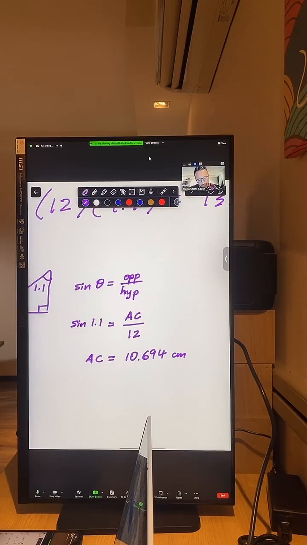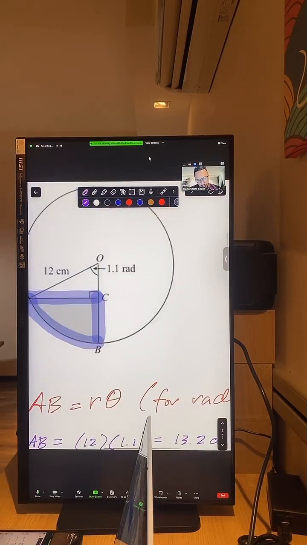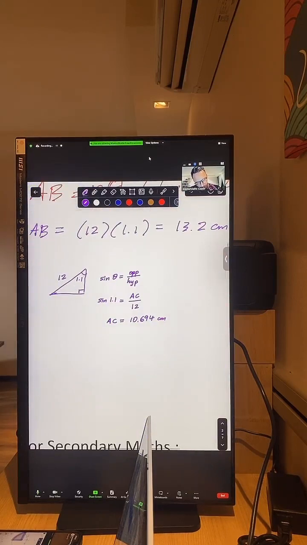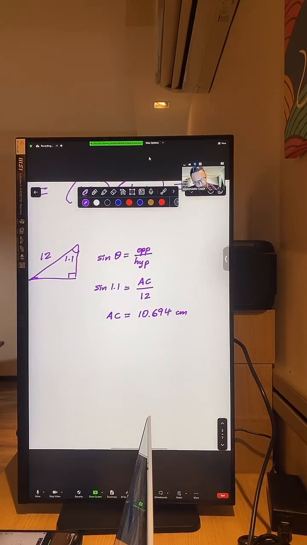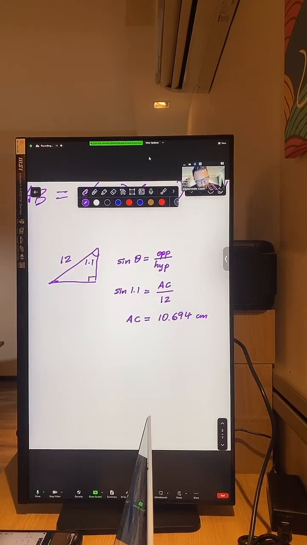Okay, so I found AC. I need to find OC. So how to find OC? I need to use cosine. So this is AC, this is OC. We don't use sine already, because if I want to find OC now, I need to use cosine. Cosine 1.1 equals to OC.